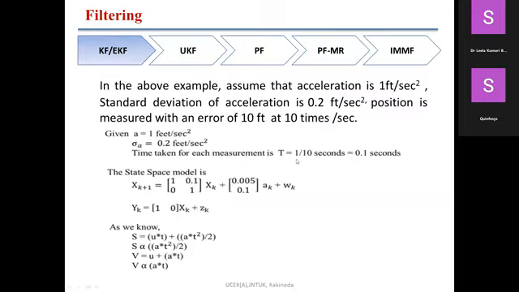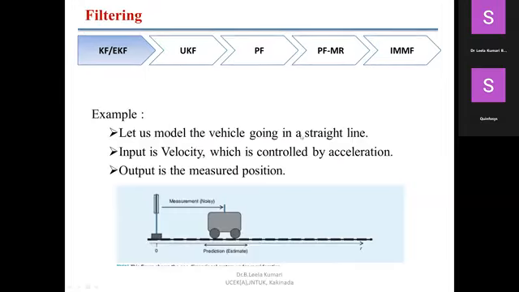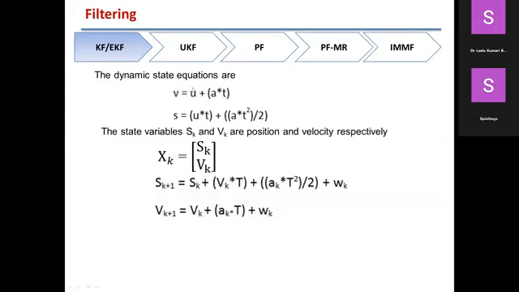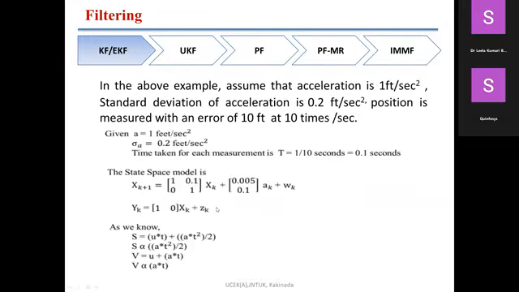So this is how we can first model the dynamic system. We have considered the system as a vehicle going in a straight line. For that system, using these kinematic equations, we have modeled the system using state space equations. And then we can do the estimation.